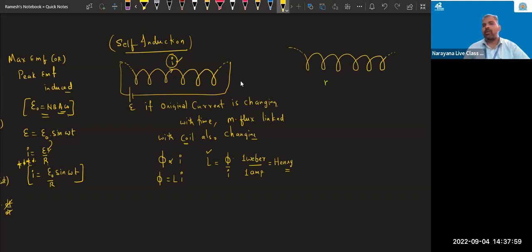Turn density small n. Total number of turns, how much? Capital N. But length of the solenoid? Small l. How to find its coefficient of self-inductance? L equal to total flux by total current. But total flux is total number of turns into B into A, and divide by I. Correct or wrong?